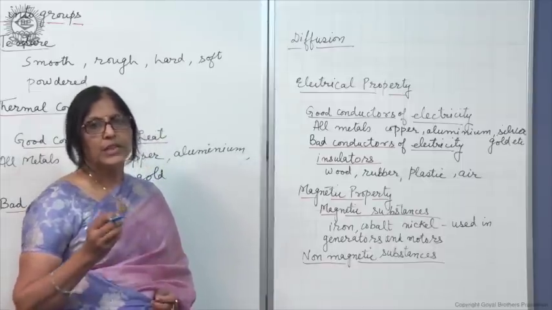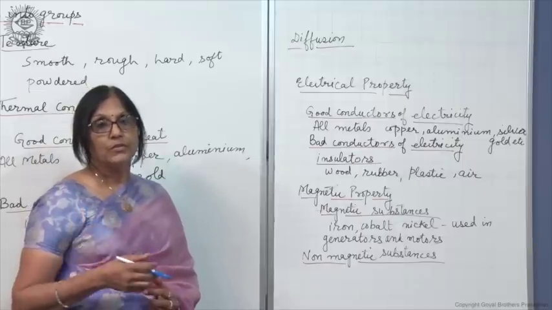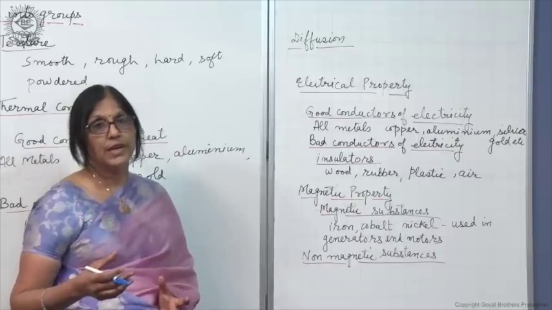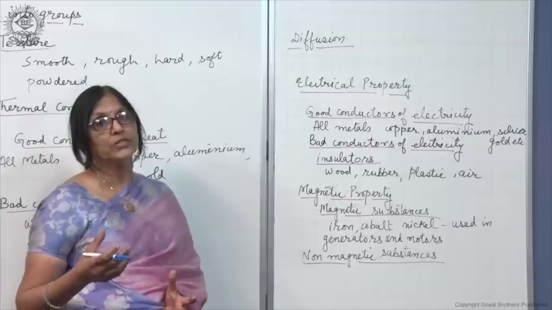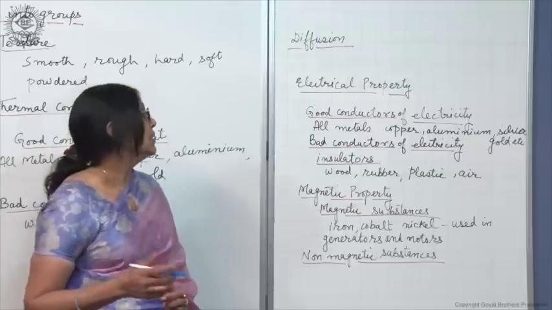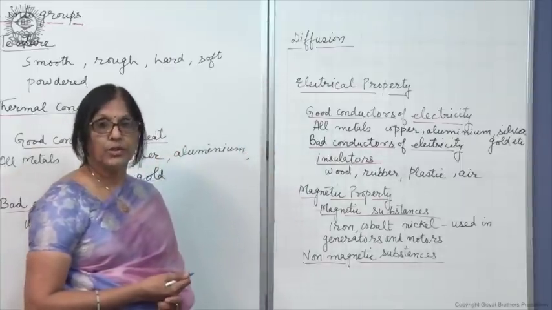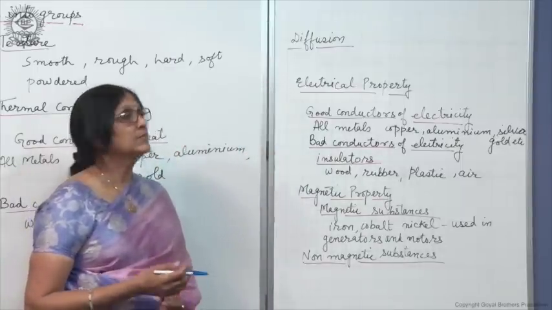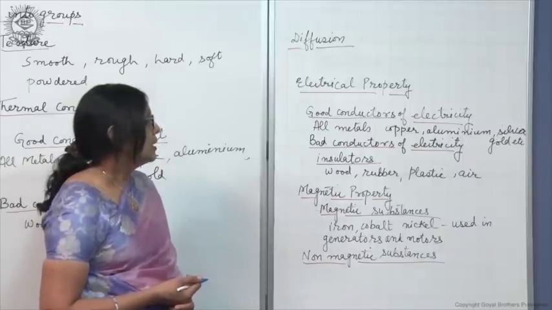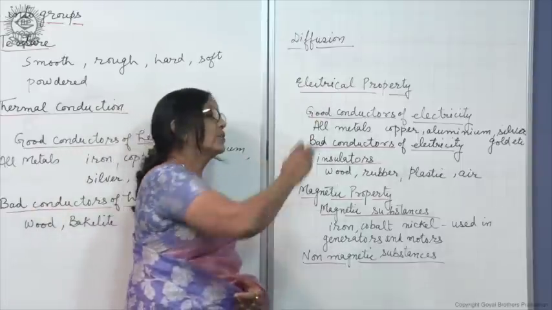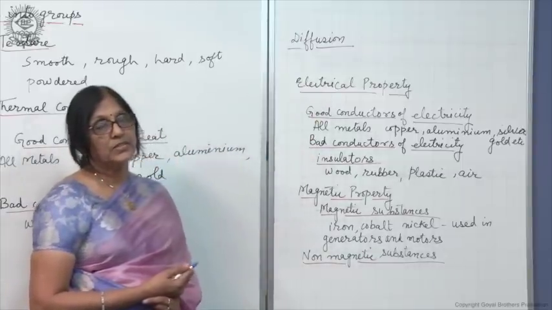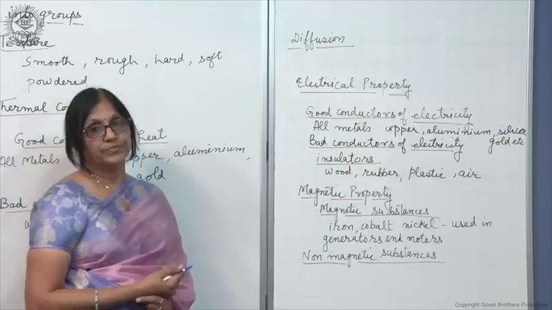Liquids diffuse very little, but gases diffuse very fast, very quickly, right. So, diffusion in the case of gases is very much. On the basis of diffusion we can also classify solids, liquids and gases. Another very important property on which the materials can be classified is electrical property.